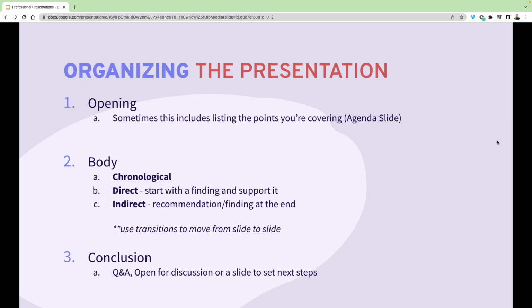The next piece is your body, and there are a few different ways to structure the body of your presentation. You can structure things chronologically, so this is in order of events if you're reporting on something. You can structure something in a direct manner, and that means you are starting with your finding or your conclusion, and then you are supporting it through the rest of the presentation. Or the opposite, which is the indirect way, and that is starting with your explanation and ending with your finding. So leading your audience to your solution or your finding at the end of the presentation.